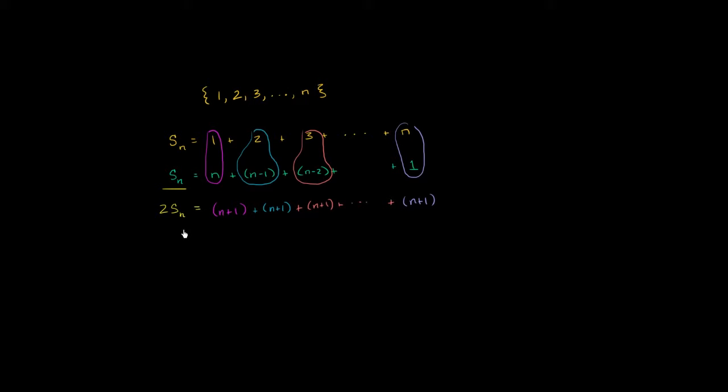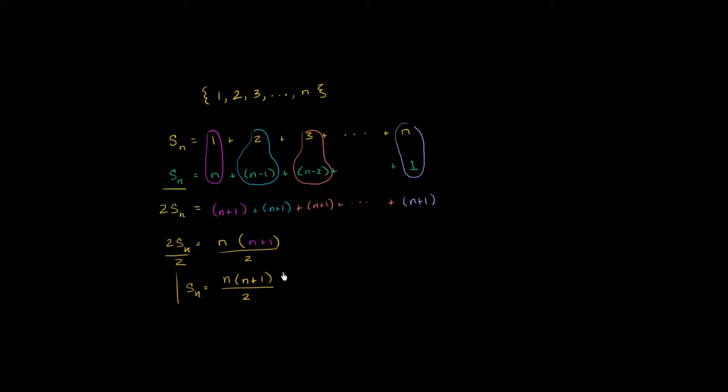So we can rewrite this thing as 2 times S sub n is equal to, you have n terms of n plus 1. So we could write it as n times n plus 1. And now, to solve for S sub n, to solve for our sum, we can just divide both sides by 2. And so we are going to be left with the sum from 1 to n, this arithmetic sequence where we're just incrementing by 1, starting at 1, is going to be equal to n times n plus 1 over 2.